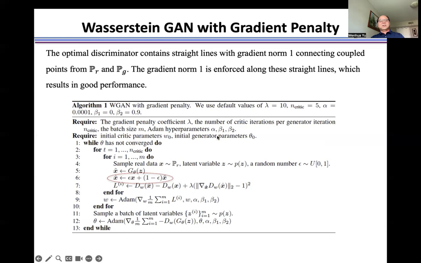Here is the pseudocode of WGAN with a gradient penalty. We sample x from PR, z from PZ, and a random number epsilon from a uniform noise distribution. Then we get this x tilde, and now we calculate the x hat using linear interpolation, and then we get the loss function.